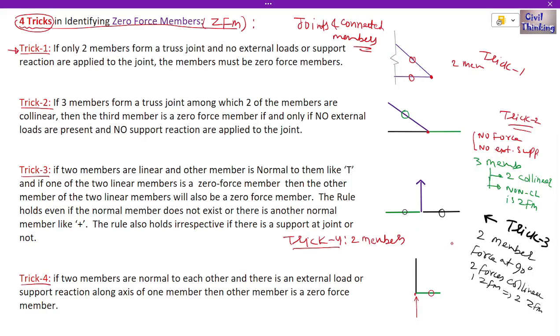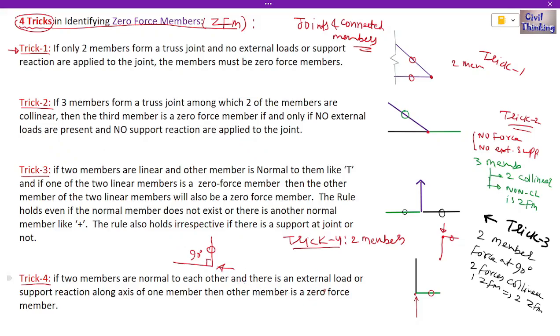For example, let me show it like this. What if this was a joint. Now if we have a force like this, then this would be a zero force member. Now let's say the force is along this member, and they are making an angle of 90 degrees, they are normal to each other. The force is along this member, it means this one is a zero force member. So these are the four tricks.